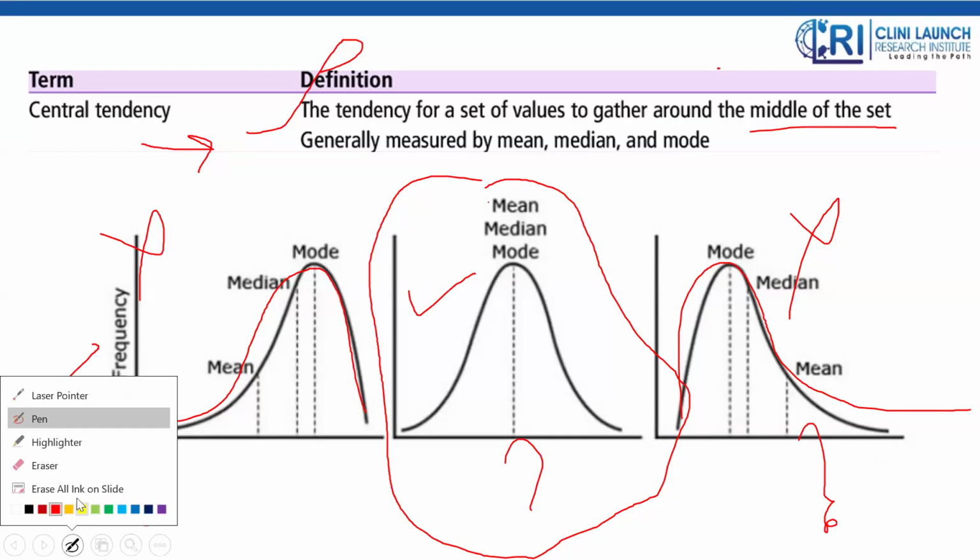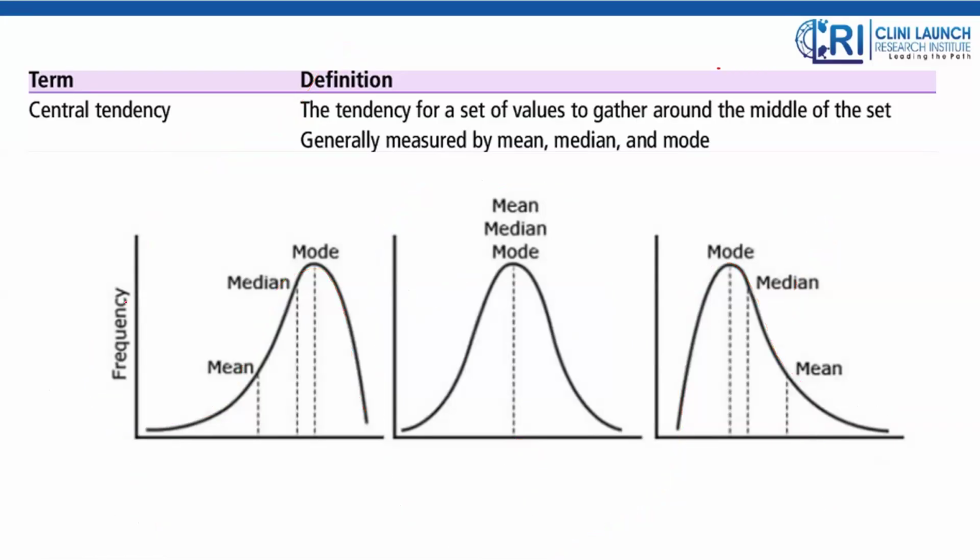So measures of central tendency means, suppose you have all the huge data, most of the data falls in the middle of the set. So at the center of your data, where do your values lie? That is called measures of central tendency. So mean, median, and mode. That is the meaning of central tendency. So we will see this graph later, okay?